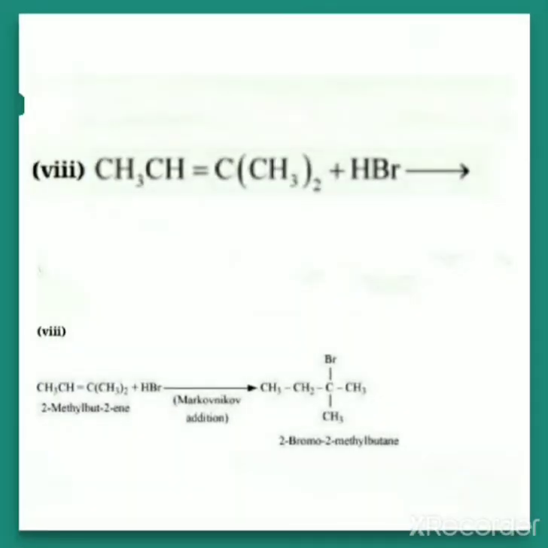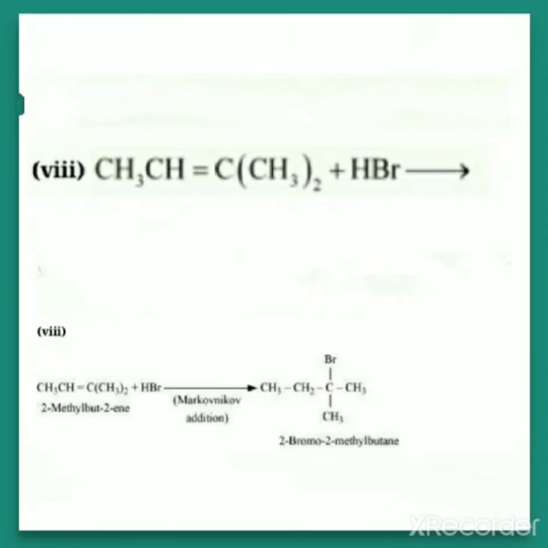We get this product, that is 2-bromo-2-methyl butane. You can check the position of Br. It is on the second carbon, so 2-bromo, and on the second carbon there is a methyl group also, so 2-methyl butane. So all of you try these types of questions.